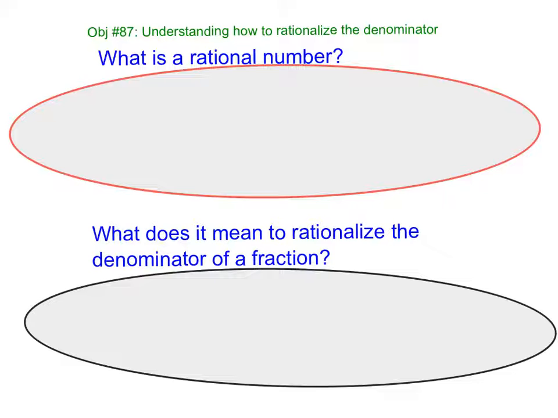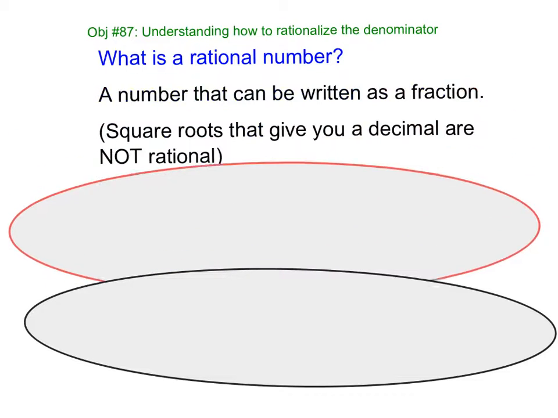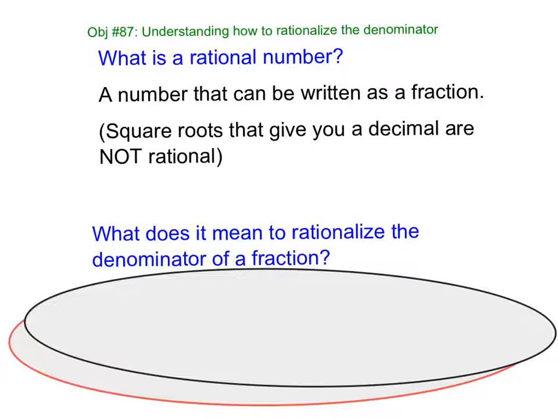What is a rational number? So a rational number is a number that can be written as a fraction. So square roots that are not decimals are not rational. So they are called irrational, okay? So like the square root of 7 is an irrational number. There's no way to write that without that square root. Pi is the most famous irrational number.